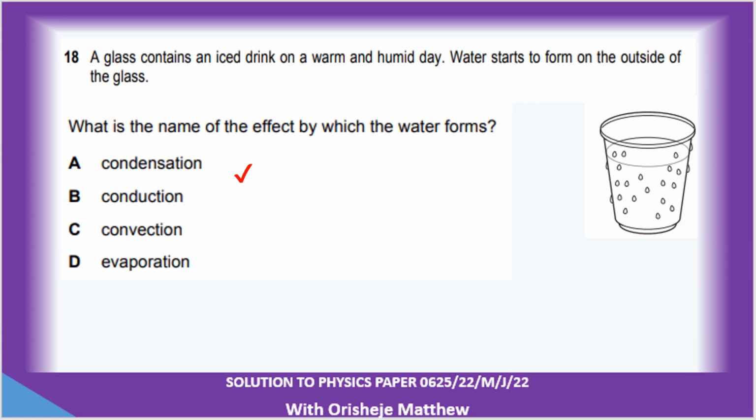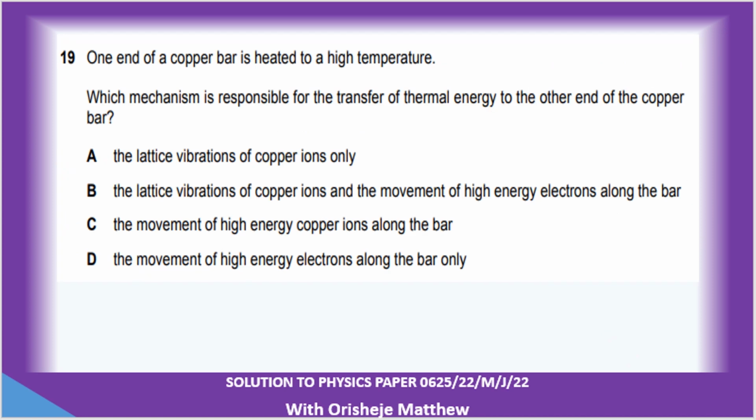What is responsible for the sweating of the glass? Condensation. One end of a copper bar is heated to a high temperature. Which mechanism is responsible for the transfer of thermal energy to the other end? The lattice vibration of copper ions and the movement of high energy molecules, that is B.